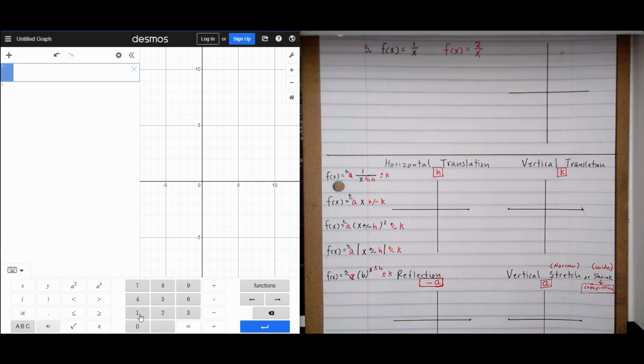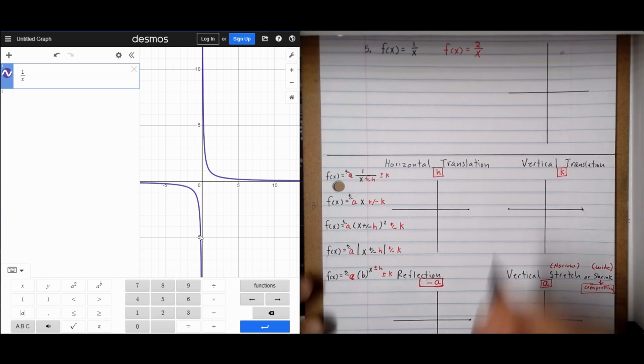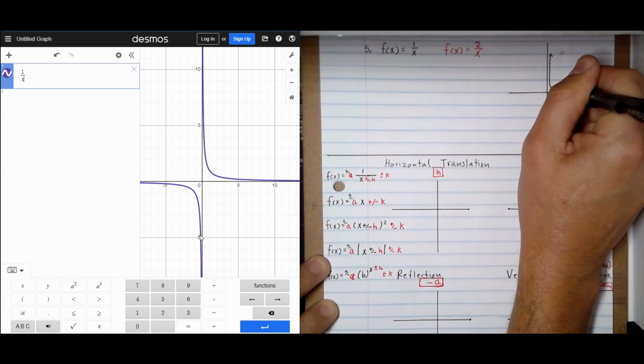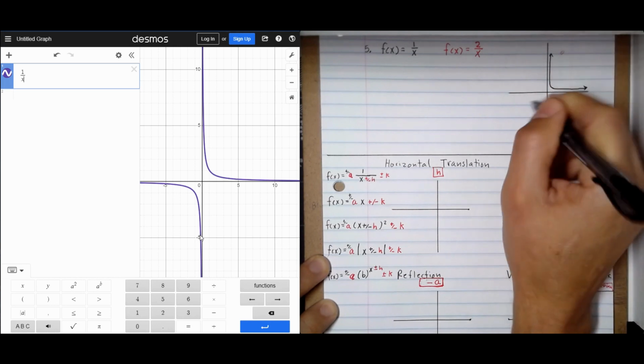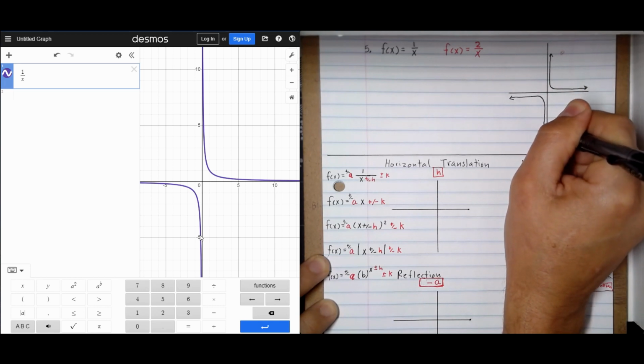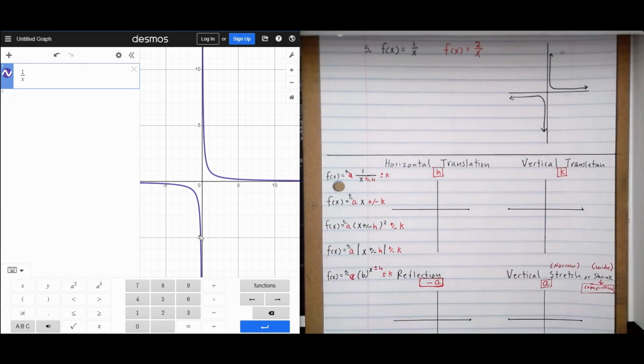So I'm going to start out by putting 1 divided by x. And so you can see how this looks right here, this purple graph. And I'm going to go ahead and attempt to draw a sketch of that over here. So it looks something like this. Now, I'm going to go ahead and graph the second one so we can see what happens when we put a 2 in our numerator. So we change this 1 to a 2, what occurs?